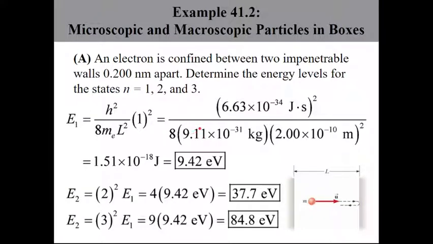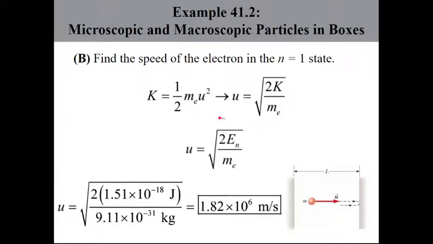Okay, so the question here is just asking you to find the energy levels for electrons in the first 3 states, so the ground state and the first 2 excited states. Once you get the ground state formula figured out, you can get the 2 first excited states by multiplying by n squared, and that will be all. So this is something we'll probably expect you to do.